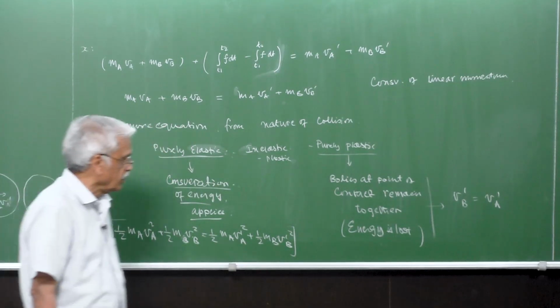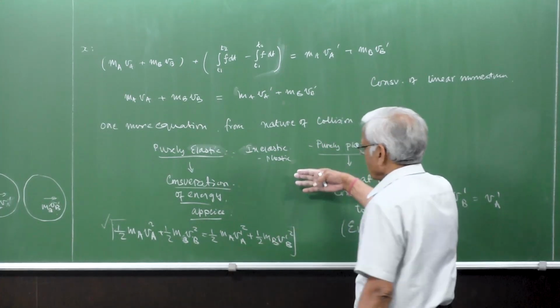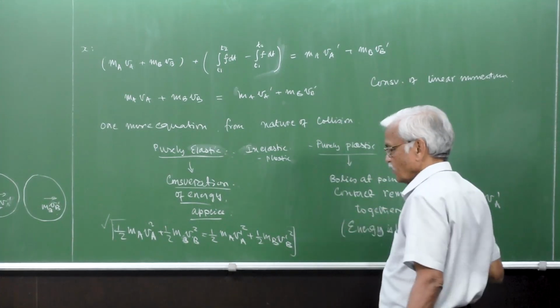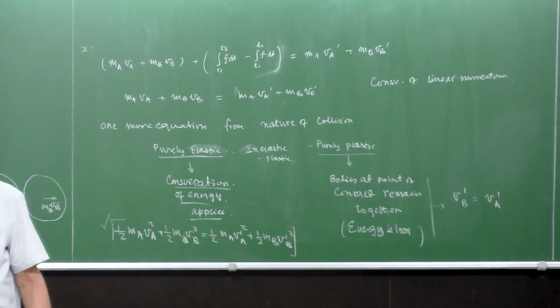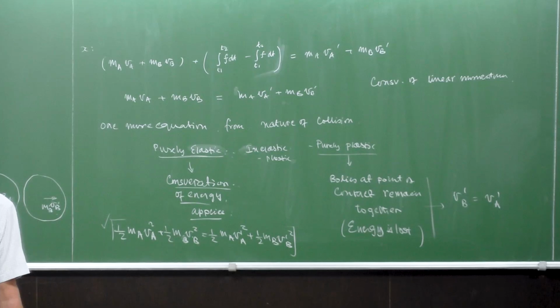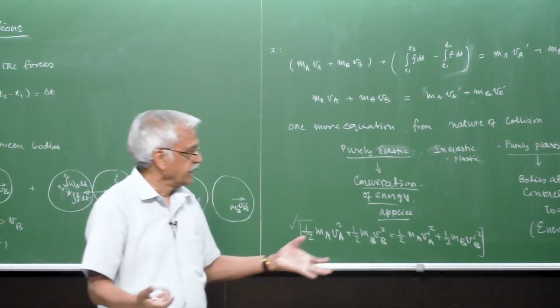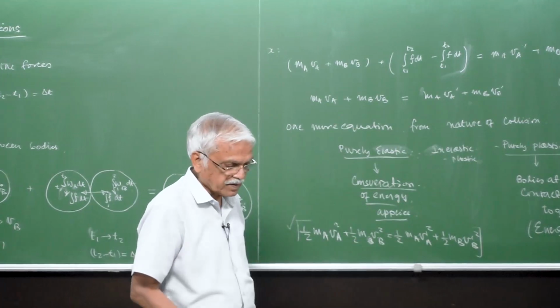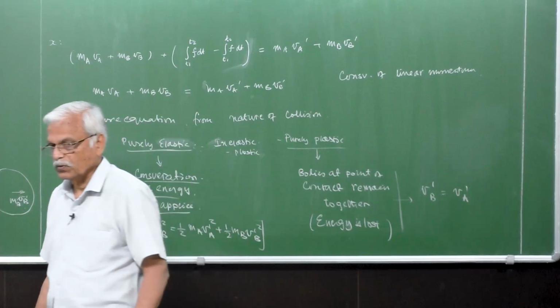Okay, somewhere in between these two there are other possibilities. In fact, there are some theories about how much is required and how much is not required, based on some other parameter known as the coefficient of restitution, e.